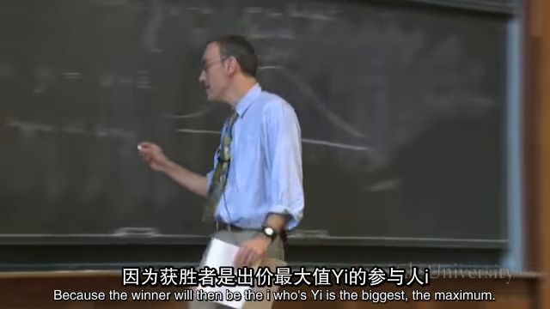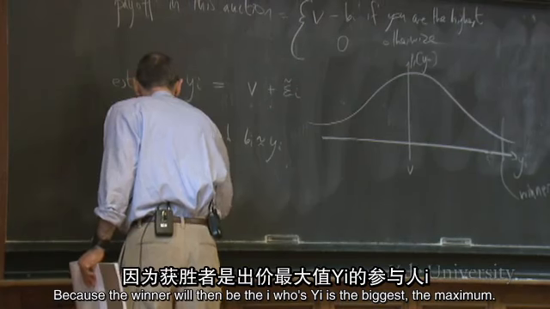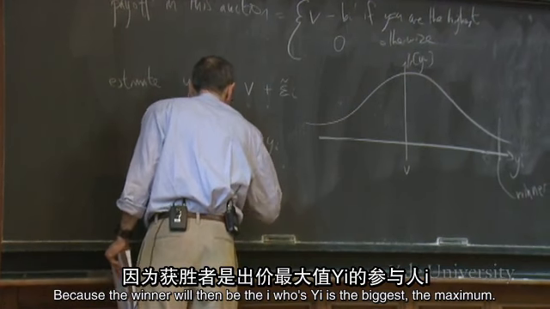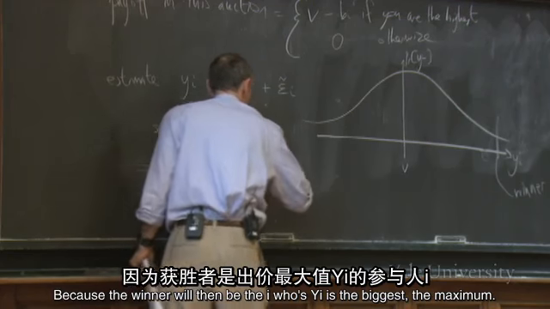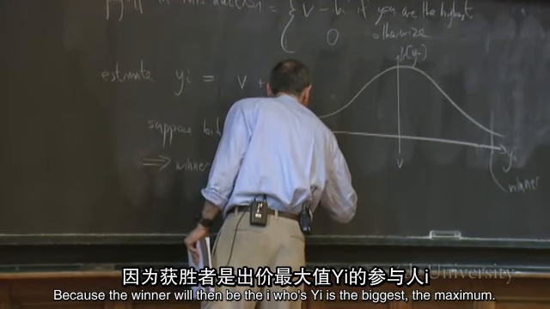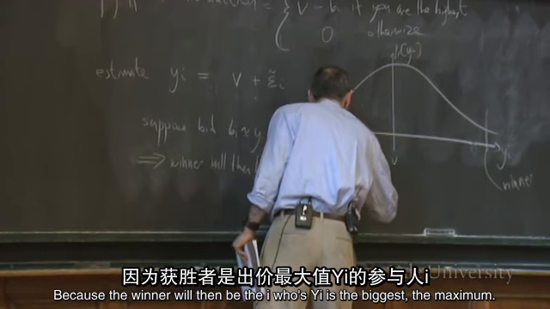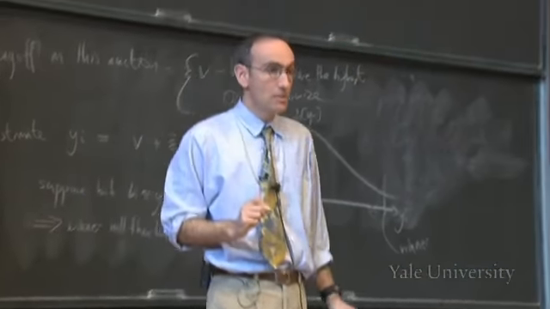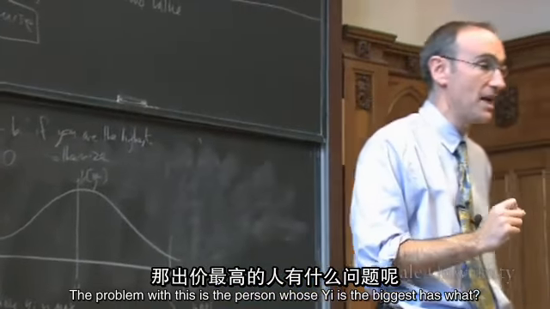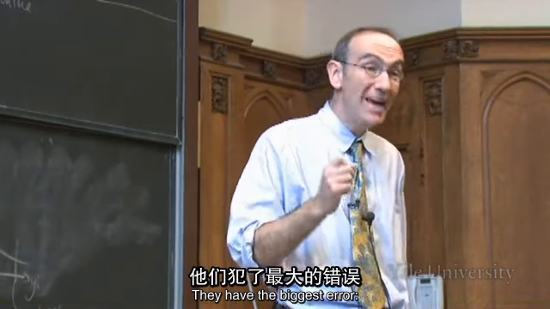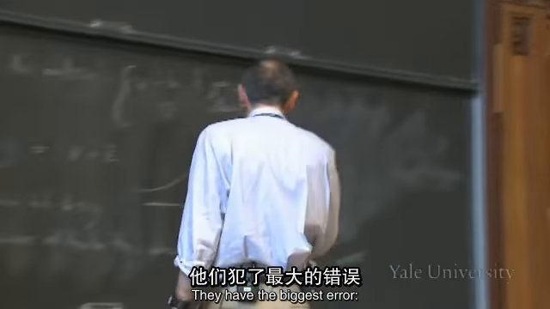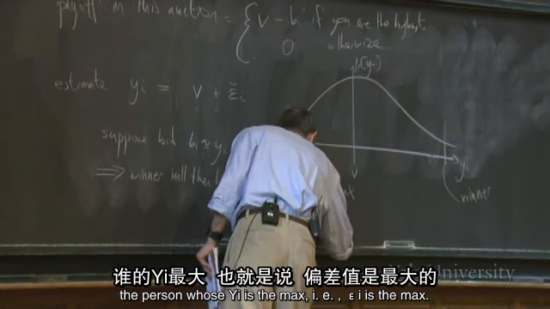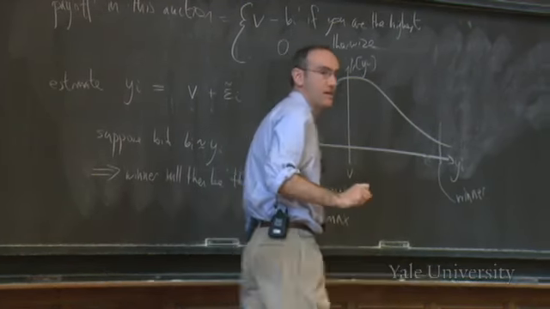Why? Because the winner will then be the I whose YI is the biggest, is the maximum. And the problem with this is the person whose YI is the biggest has what? They have the biggest error. Right? The person whose YI is the max, i.e. epsilon I, is the max. And that's exactly what happened.